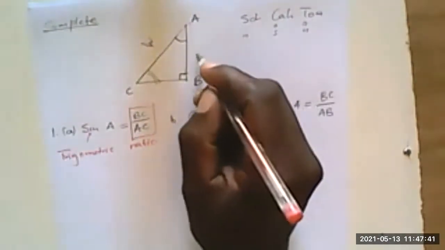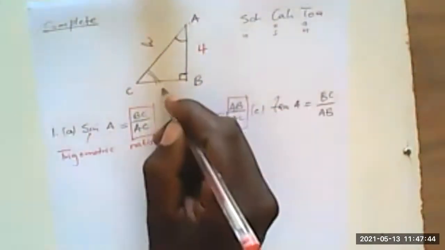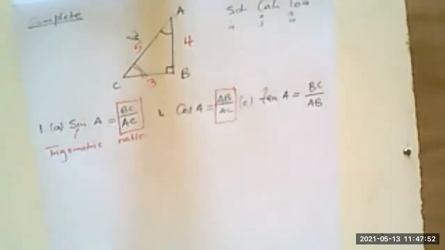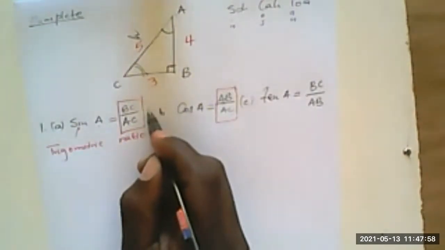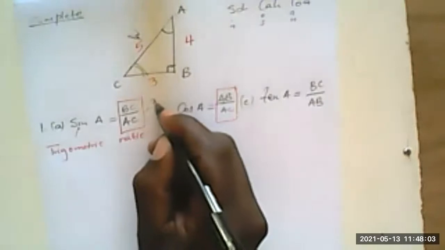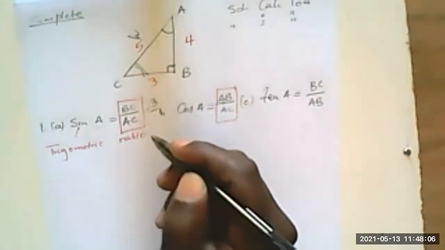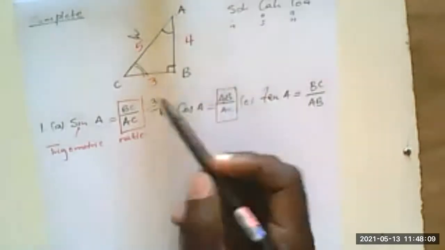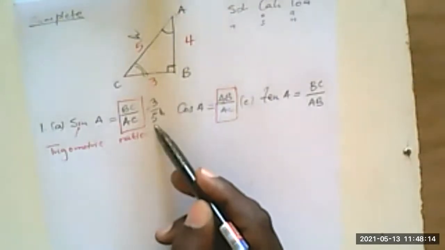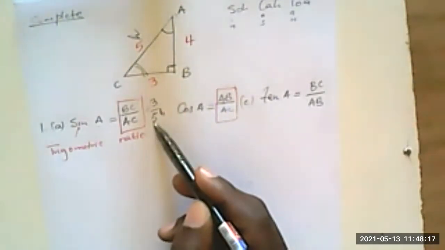Now, say for an example, it is given that this is 4, and this is 3, and that is 5 centimeters. Let's say the magnitudes are in centimeters. Now, what are we going to get? This will be equal to BC. BC is 3 over AC. AC is 5. Therefore, the ratio will be 3 over 5 according to the magnitude of the sides.